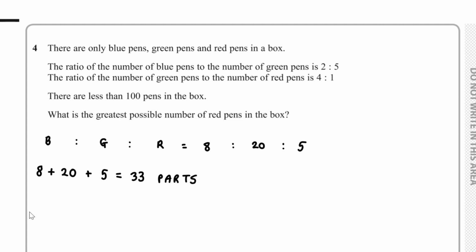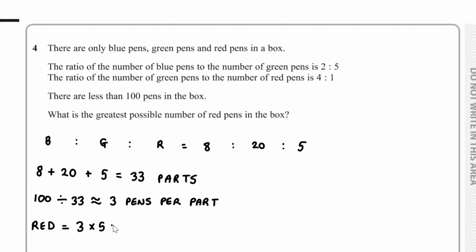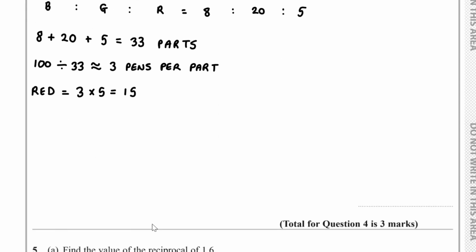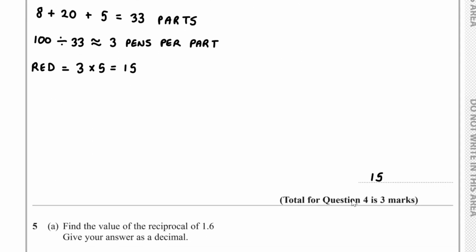and therefore, let's consider the 100. 100 divided by 33 gives us approximately 3 pens per part. And now if we multiply 3 by 5 to find out the number of red pens, we've got 3 multiplied by the 5, which is 15. So we have 15 red pens.